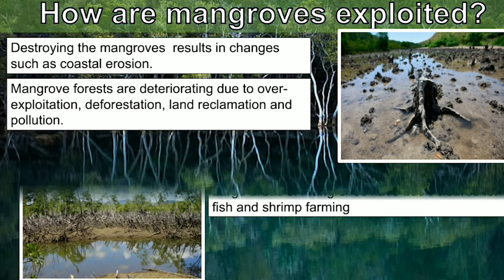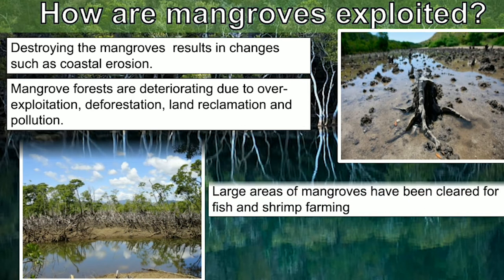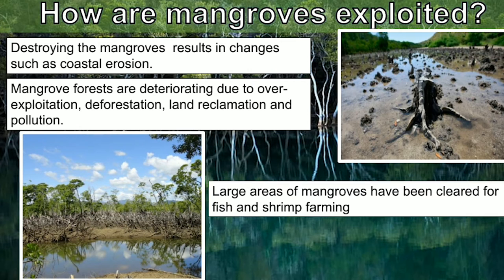Moving on to the last point. Large areas of mangroves have been cleared for fish and shrimp farming. Now, what is shrimp farming? Shrimp farming is an aquaculture business that exists in either marine or freshwater environments to produce shrimp or prawns.